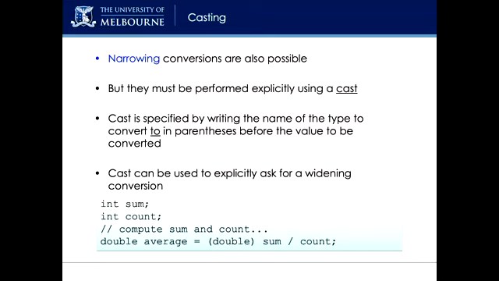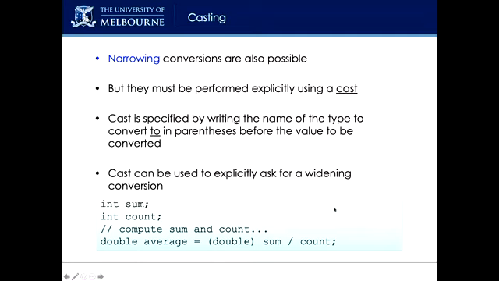Yes? If I do this, after I did that, if I use sum or count again, will that be an integer? That's a good question, yes. So the question is, does casting sum and count change the original type? Is that paraphrasing the question? So the original types remain the same. You're not actually changing them. You're simply using the product of that calculation and assigning a cast to it.